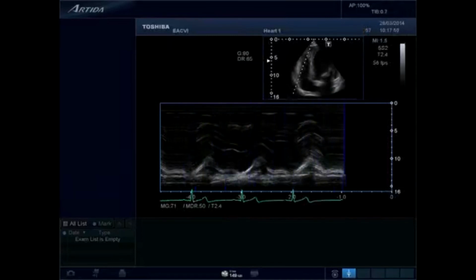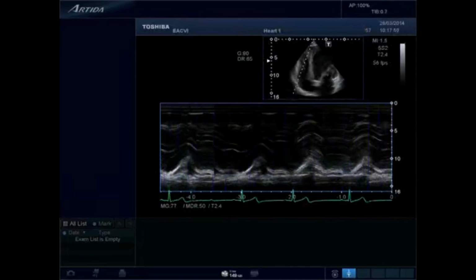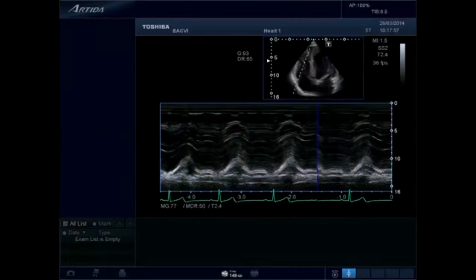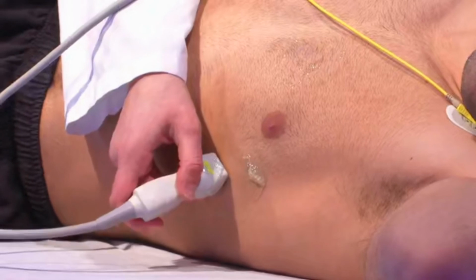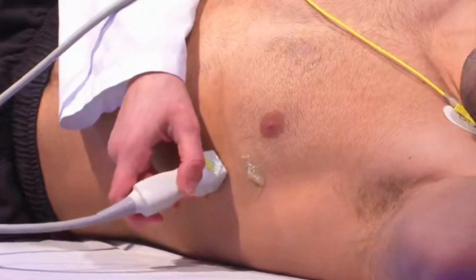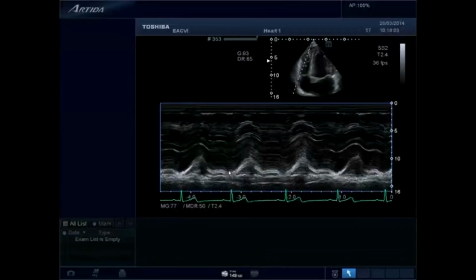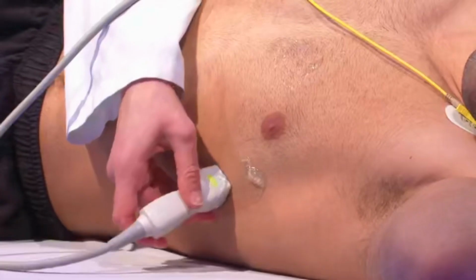Sometimes I have to increase the gain. So here you can see the systolic excursion, and I will measure from here to here in order to obtain the systolic excursion of the tricuspid annulus, so the TAPSE.